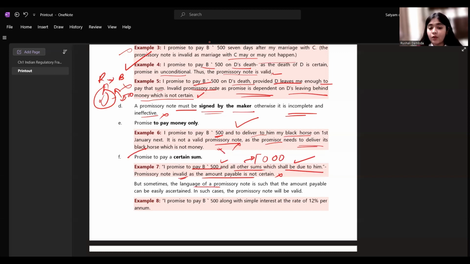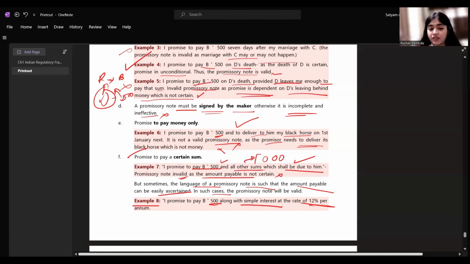But sometimes the language of a promissory note is such that the amount payable can be easily ascertained. In such cases, promissory note will be valid. Now, what is the language given when it comes to payment of interest? 500 along with simple interest at the rate of 12% per annum. Now, here we can calculate how much is 500 into 12% per annum, right? We can calculate the amount. So this is a certain thing. That will be 60 rupees. So 500 plus 60 rupees, that is equal to 560 is going to be paid.